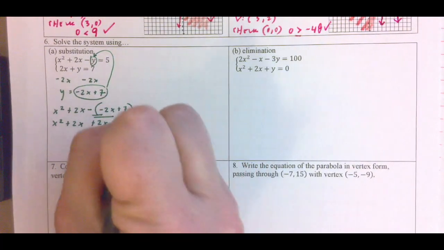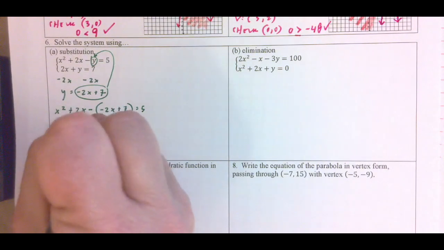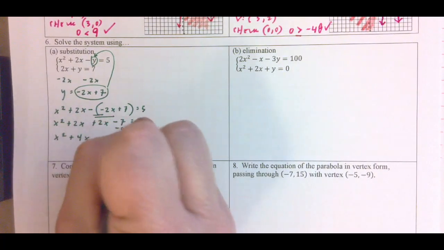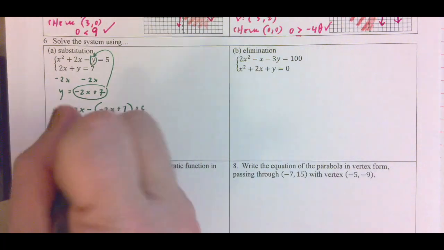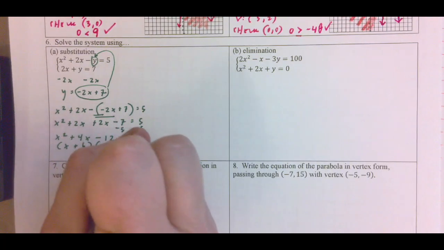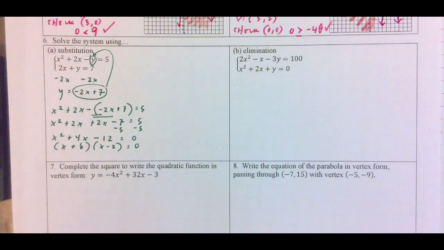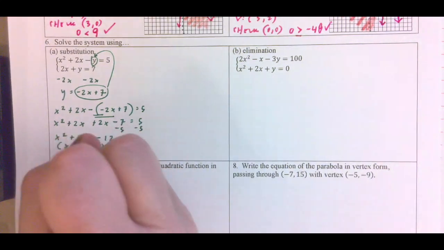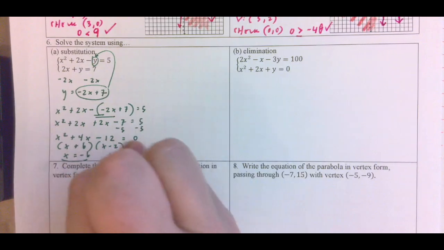Okay, I'm going to take away the 5. x squared plus 4x minus 12 equals 0. Okay, this is going to factor. So when I factor, I get x plus 6 times x minus 2 equals 0. And when I solve, I get x equals -6, x equals +2.